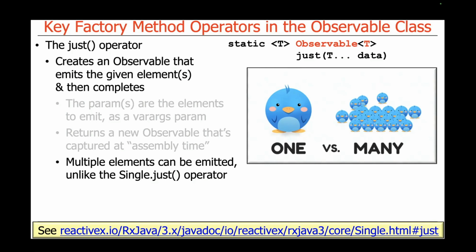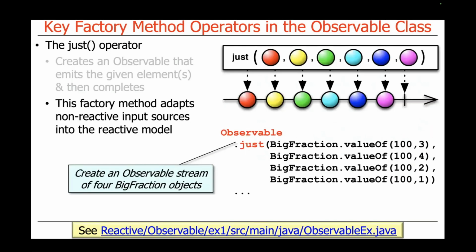Also important to remember is because this is an observable and we can have a bunch of data to emit, then this observable can emit multiple elements, whereas the just operator from single, which we didn't really talk about, but you should be aware of, only can emit one element because singles can only have one element, as you might expect.